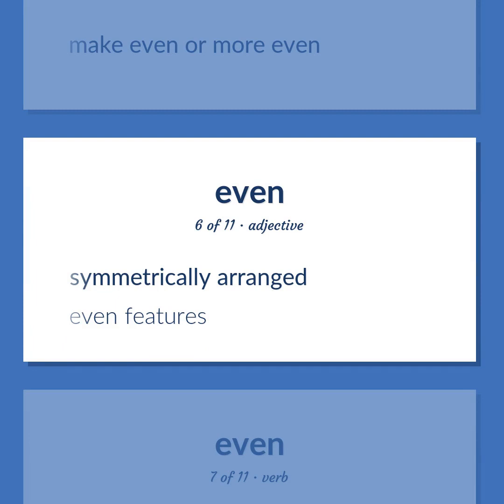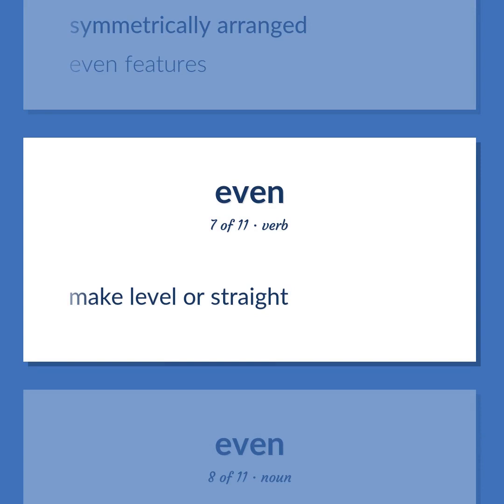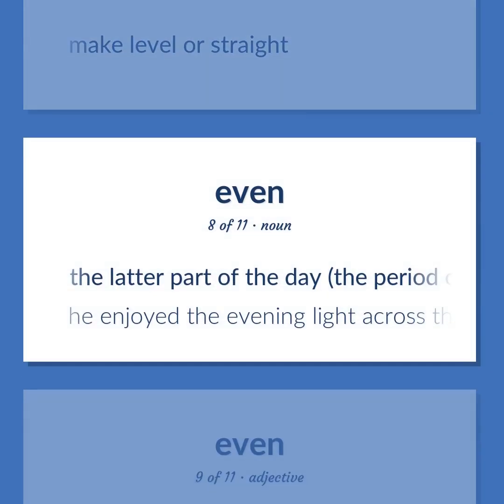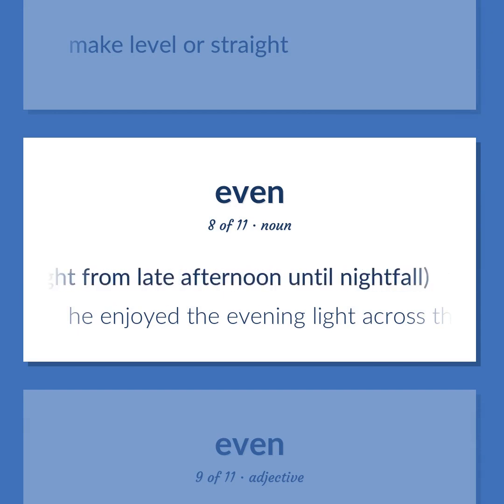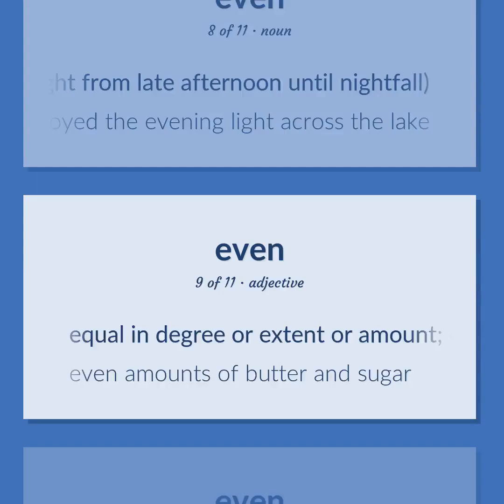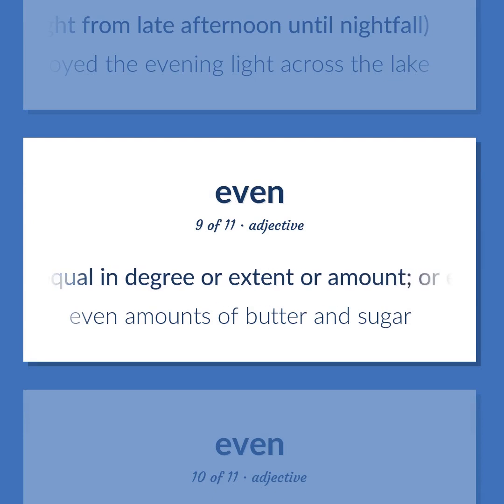Make even or more even. Symmetrically arranged. Even features. Make level or straight. The latter part of the day, the period of decreasing daylight from late afternoon until nightfall. He enjoyed the evening light across the lake. Equal in degree or extent or amount, or equally matched or balanced. Even amounts of butter and sugar.